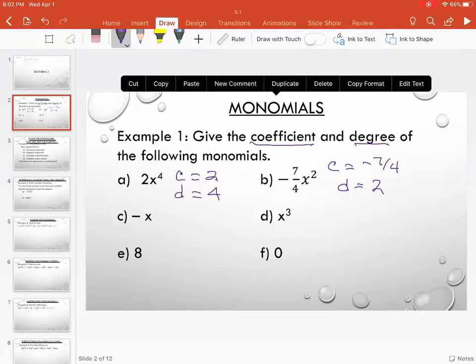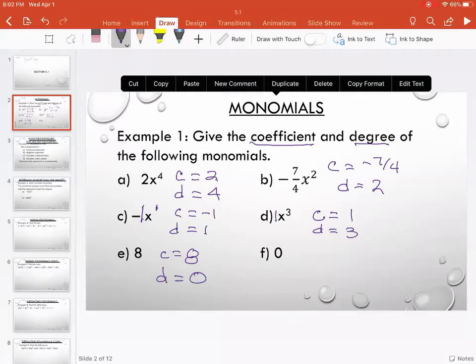On C, there's not a number in front, so if there's not a number there, it's an understood 1. And if there's not an exponent on the variable, it's an understood 1. So my coefficient is negative 1. My degree is 1. For x cubed, my coefficient is 1. My degree is 3. For 8, my coefficient is 0 because technically there's not a variable there. I'm sorry, my coefficient is 8. My degree is 0.